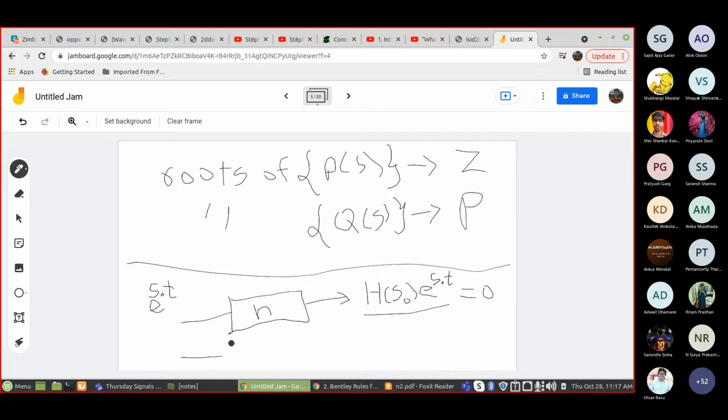Similarly, for poles, you can see this is going to diverge at poles. So H of p naught is going to be infinite at poles. Sorry, this is infinite.